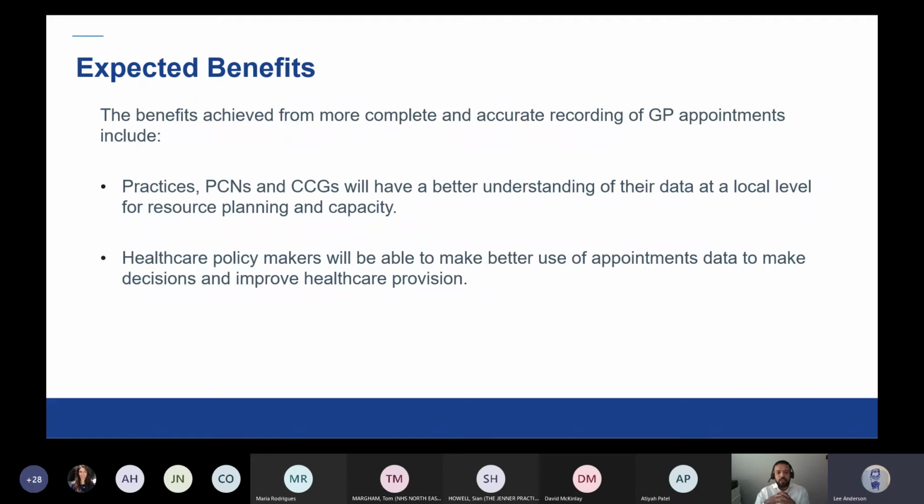We talk about the national categories for GP appointments data as a way to publish data that's nationally consistent, so we can compare practices. What that enables practices, PCNs and CCGs to do is to get a better understanding of their data at a local level, so they can manage the resources, better plan for capacity and so forth. From a healthcare policy point of view, it enables us to look at the appointments data to help support decisions in commissioning and improving healthcare provisions.